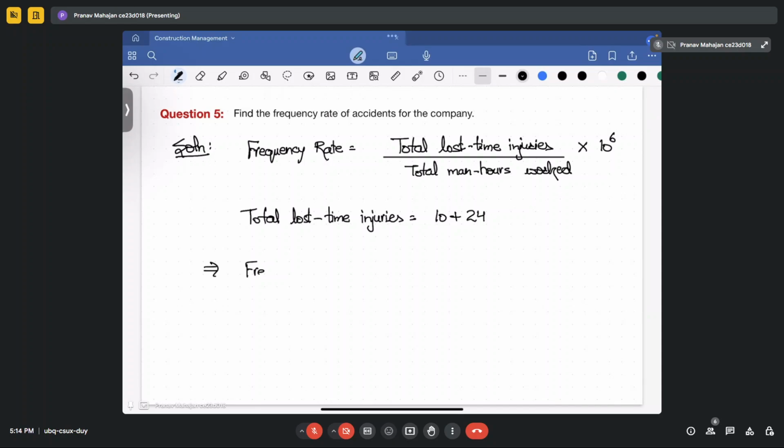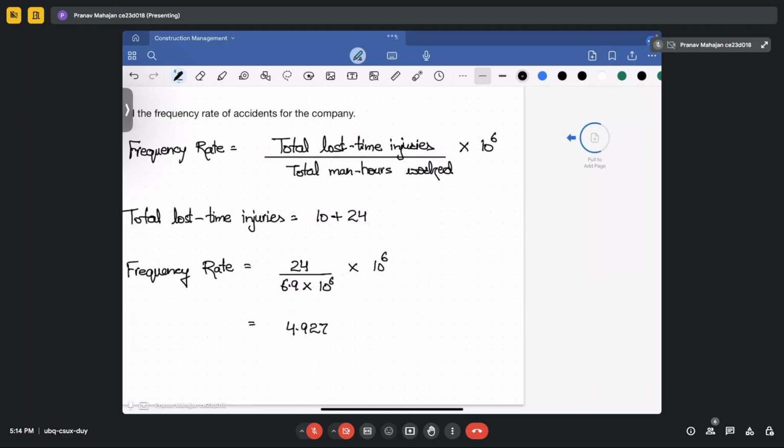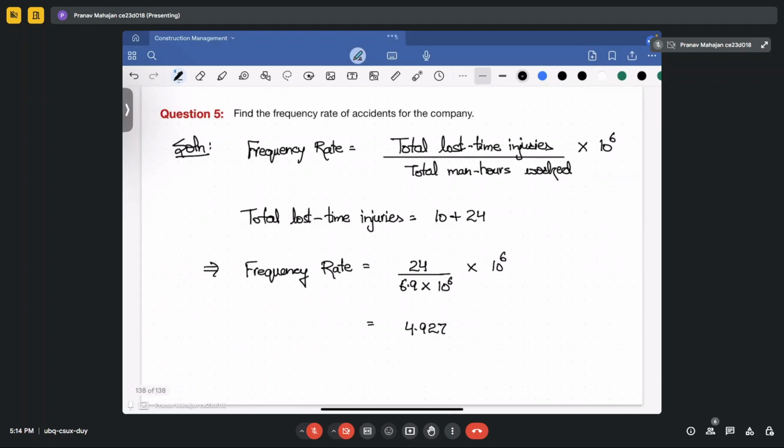So your frequency rate will be 24 divided by 6.9 into 10 power 6. It will give you a value of 4.927. Okay. So this is what we have covered in this current week. We have solved few problems related to frequency rate, severity rate, and fatality rate. For this, some proper definitions are already given to you.